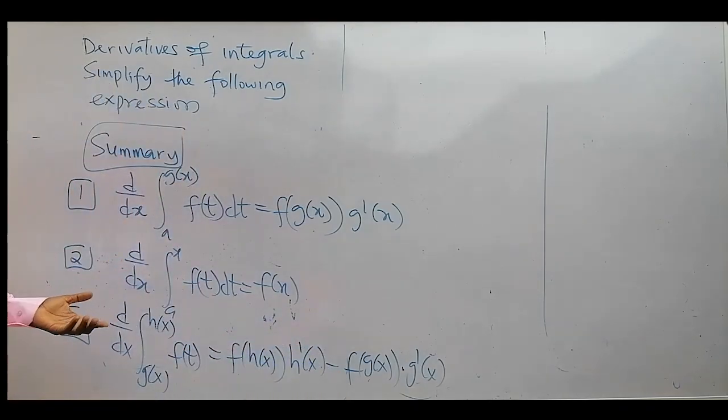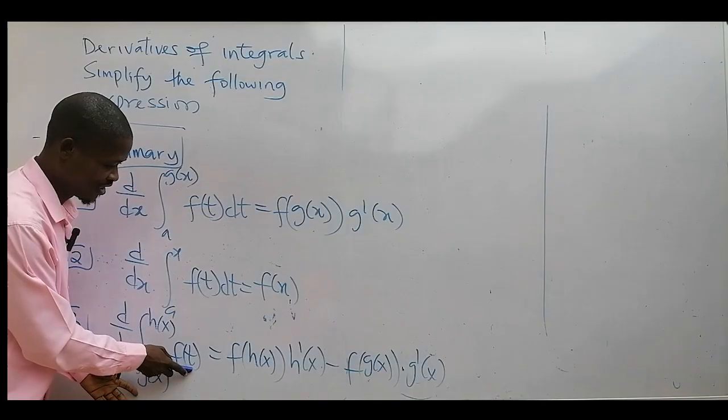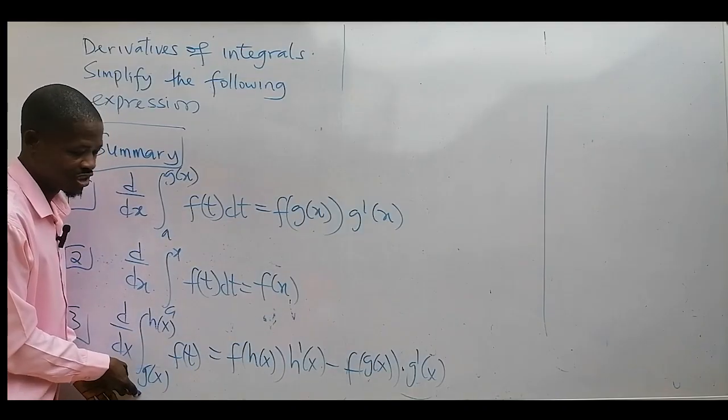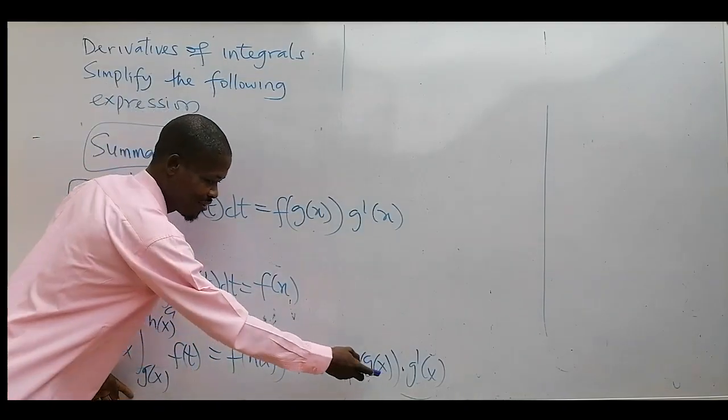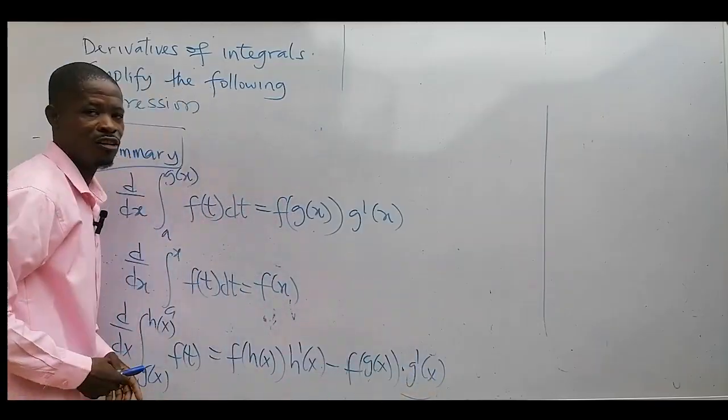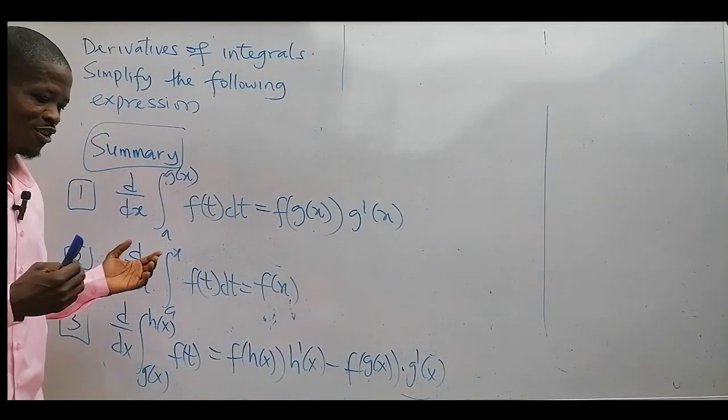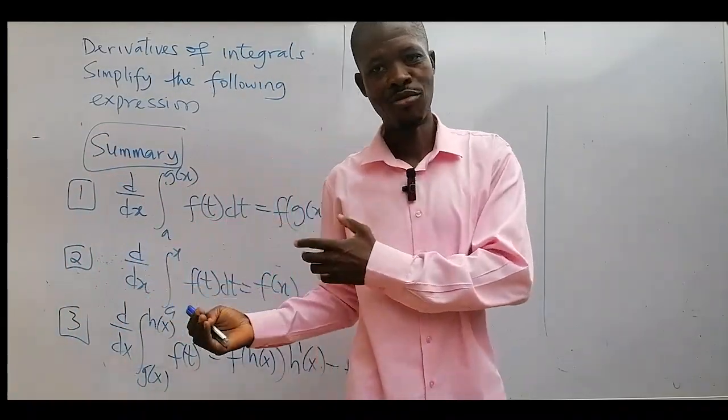Then minus the lower limit. You do likewise. You substitute for your f of t. Anywhere you see t, you put g of x, times the derivative of g of x. And that's that on this approach.